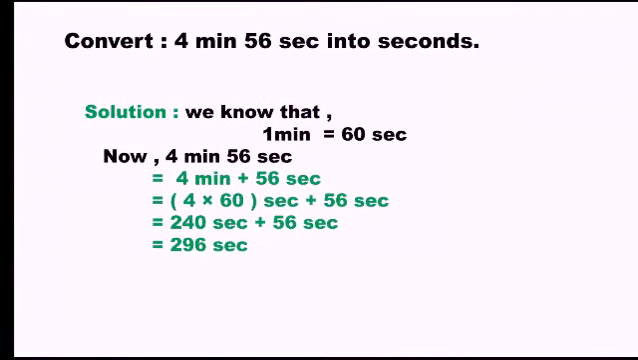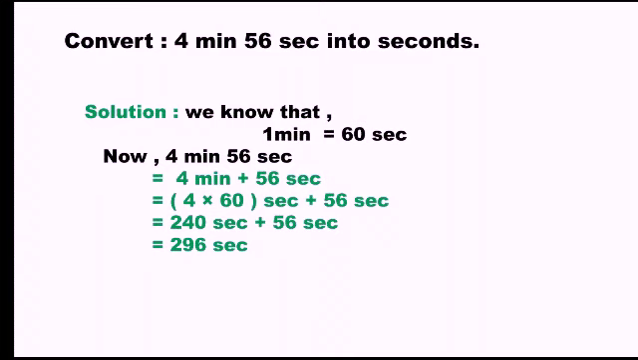Convert 4 minute 56 second into second. Minute second into second, that means here also we have to convert a bigger unit to a smaller unit. Minute is the bigger unit, second is the smaller unit, so we have to convert it. 1 minute equals how many seconds? You know that 1 minute equals 60 second.